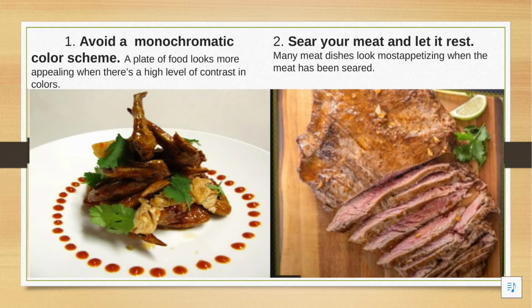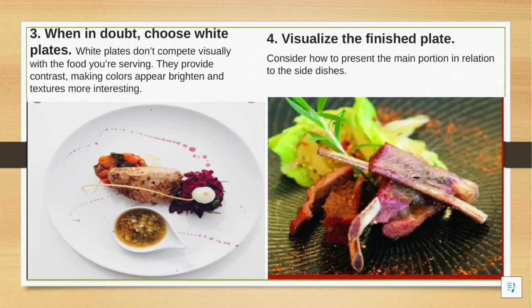Number 2. Sear your meat and let it rest. Many meat dishes look most appetizing when the meat has been seared. The sight of a steak with a brown or crispy sear will make your diners' mouths start to water. In addition to searing your meat, you should let it rest for several minutes before cutting it. This allows the juices to absorb back into the meat so that they don't end up running all over the plate.